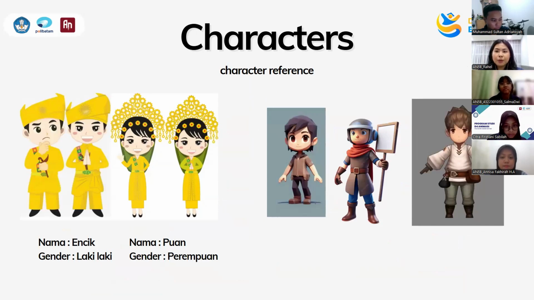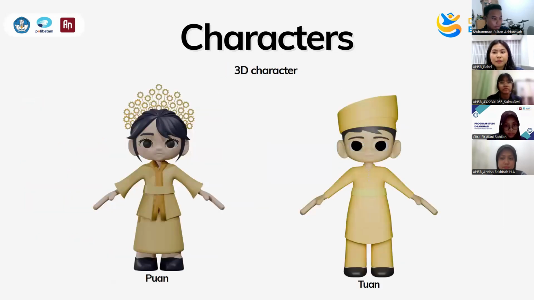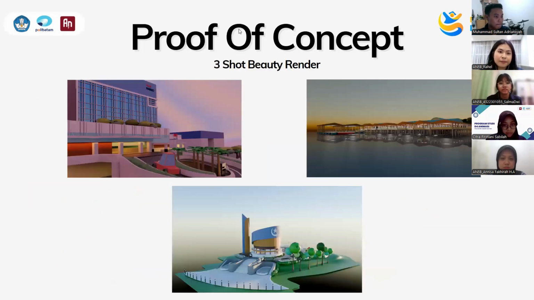For the character, we have Encik and Puan, and for the reference, we use low poly style. And for the result, next slide, please. This is the result that we designed for the Encik and Puan characters. The next slide will be presented by Sultan.